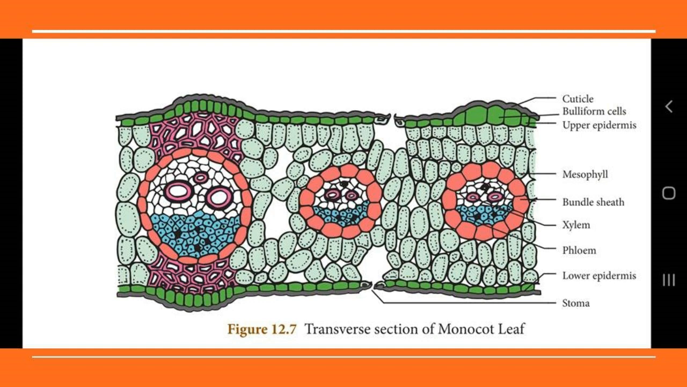In this picture, the first upper layer is cuticle, the next one is the bulliform cell, and the third one is the upper epidermis. The next one is mesophyll, and then bundle sheath, xylem, phloem, lower epidermis and stomata. The xylem is present towards the upper epidermis, and the phloem is present towards the lower epidermis.